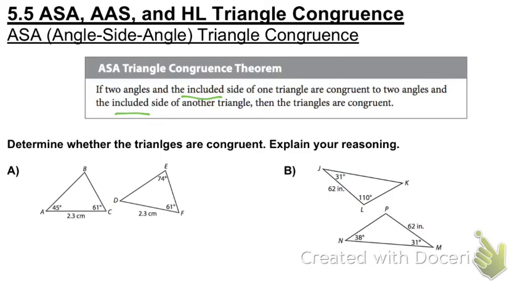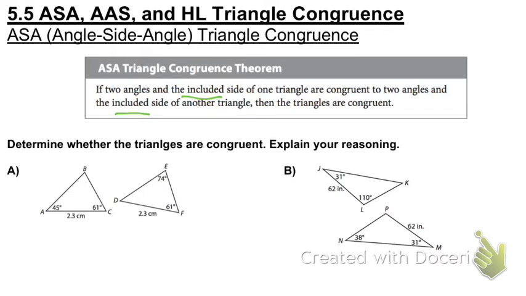So let's try and put this in practice a little bit. Let's make it a little more tangible here, okay? So on number 1, or excuse me, letter A, triangle ABC, triangle DEF, okay? Let's think about what we have here to figure out whether or not we can say these triangles are congruent. So what do we have here? What's something that we have between both of these triangles? Okay, Aiden.